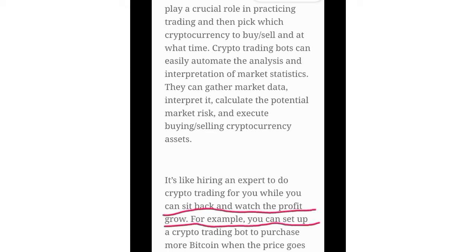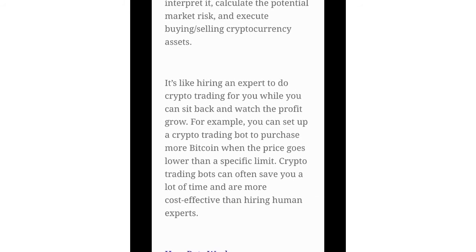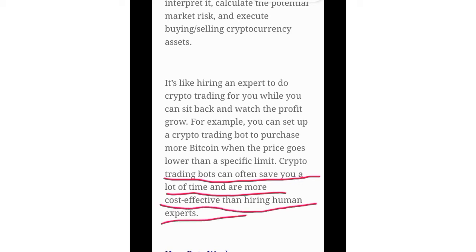For example, you can set up a crypto trading bot to purchase more Bitcoin when the price goes lower than a specific limit. Crypto trading bots can often save you a lot of time and are more cost effective than hiring human experts.